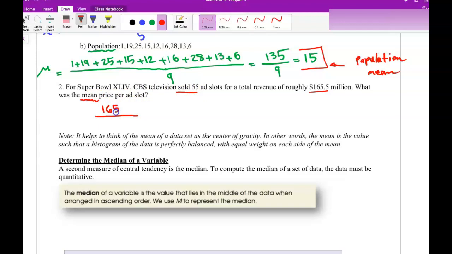So 165.5 divided by 55 is $3.01 million. So this is the mean price per ad slot.